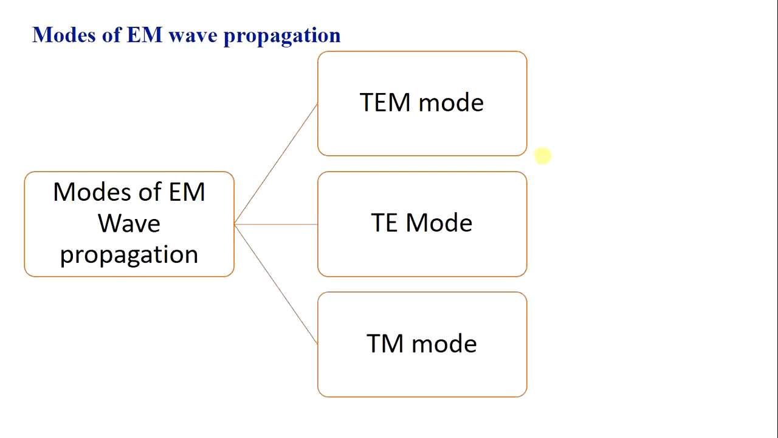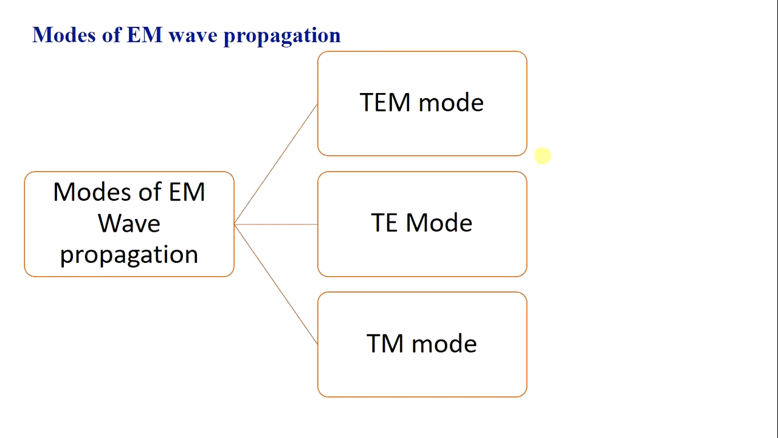The last is the transverse magnetic mode. In transverse magnetic mode, the magnetic field is transverse to the direction of propagation. There is no longitudinal magnetic component, while the electric field has both the longitudinal as well as the transverse components.